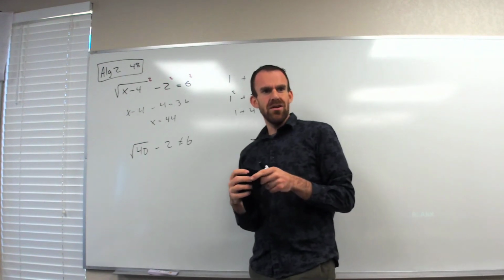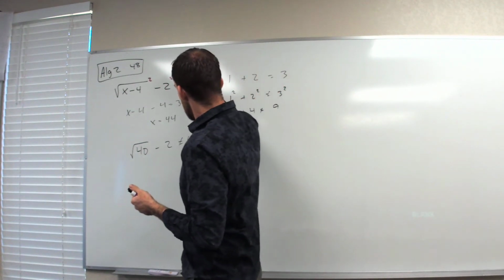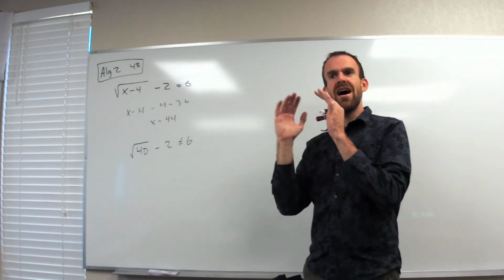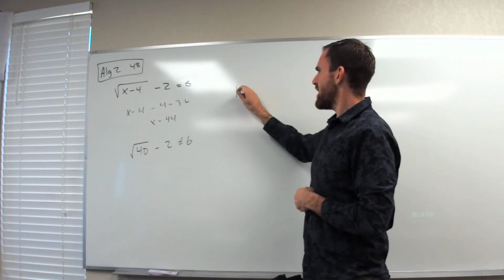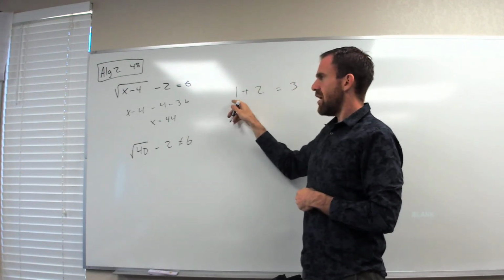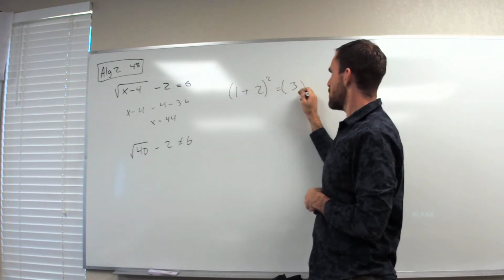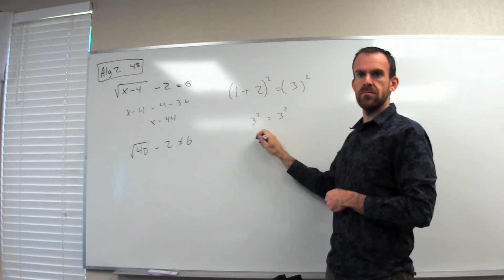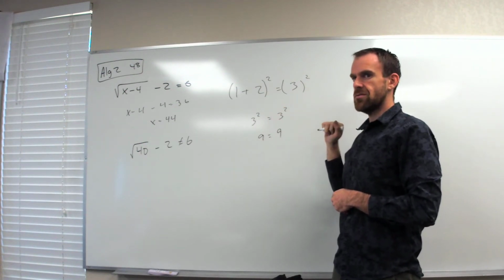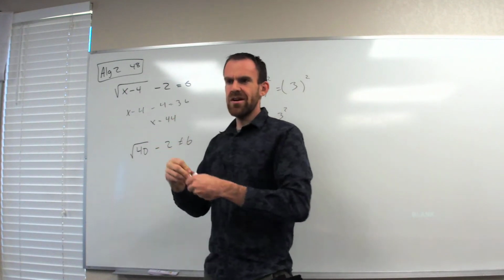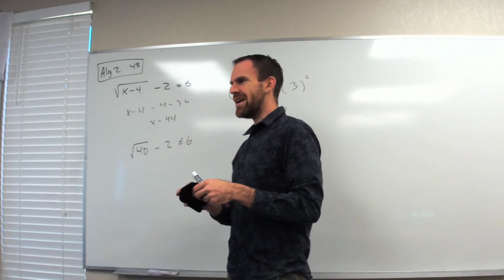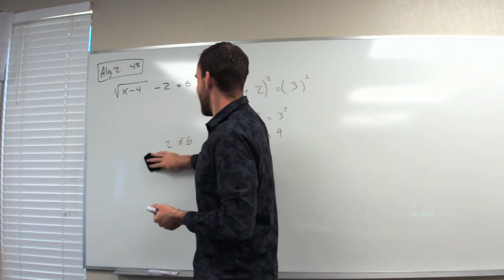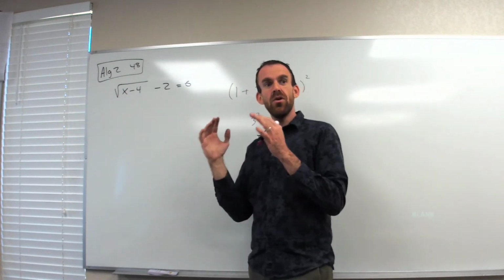What are you allowed to do, though? Because we do have to square something. Well, if you are going to square, you have to square the entire side. So let's go back to our simple example here. Is this true? Yes. That's true. So if you're going to square something, you have to square the whole side.